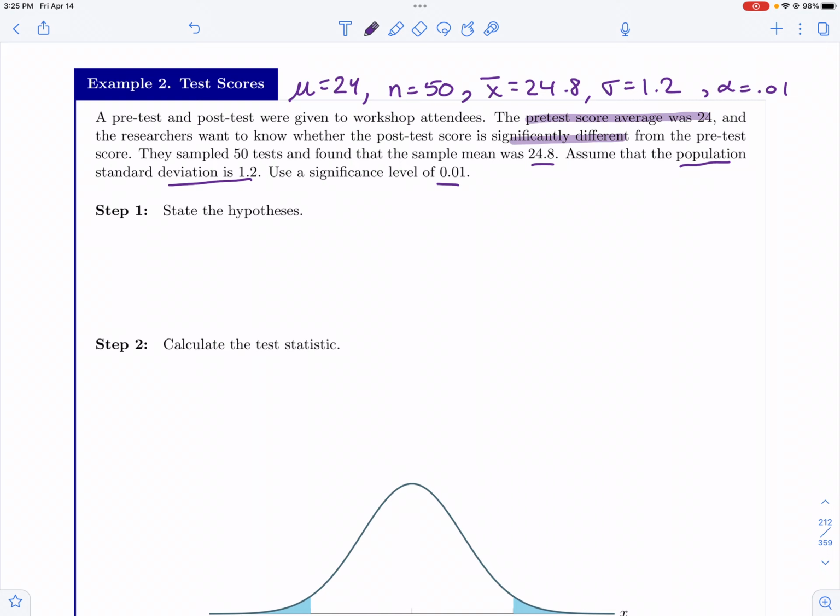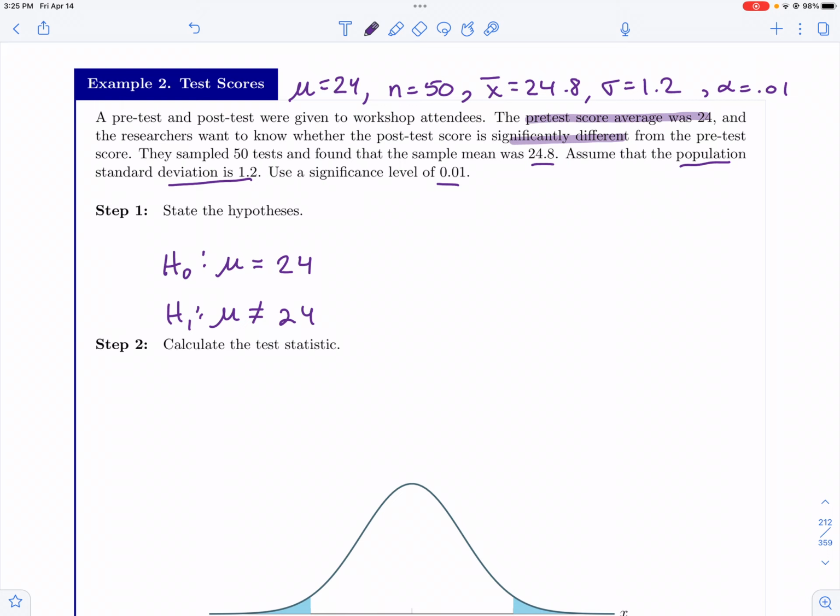All right, so again, start off with step one. We want to make our claim. With this one, since it's "significantly different," this is going to be the equals, not equals situation. So our H1 is going to be that mu is not equal to 24. Our H naught is going to be that mu equals 24. And so we've got our claim finished.